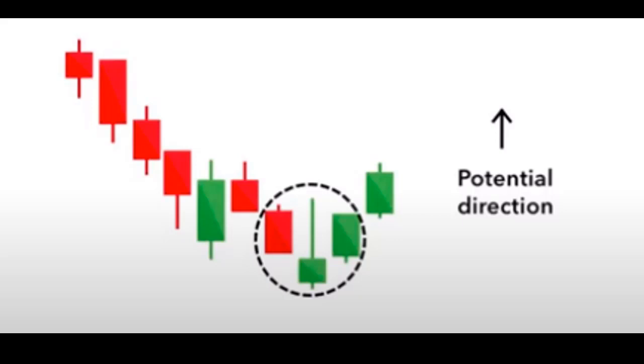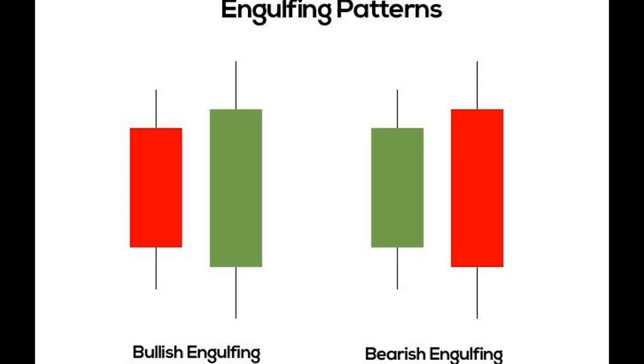The third one is the bullish engulfing. The most important ones you learn in terms of candlestick patterns are the bullish engulfing and the bearish engulfing. Both of them are very important.